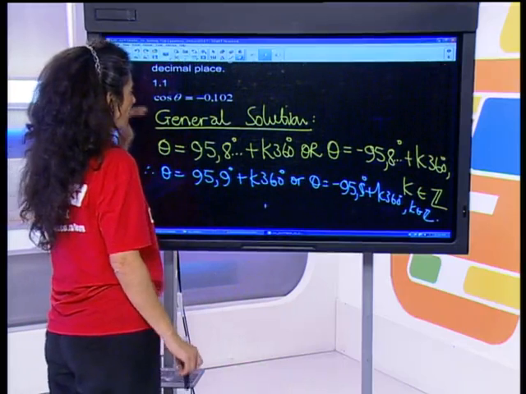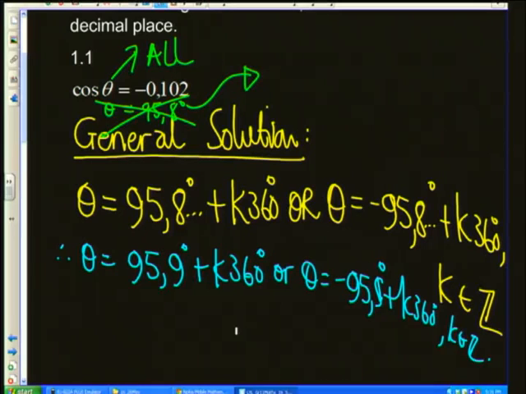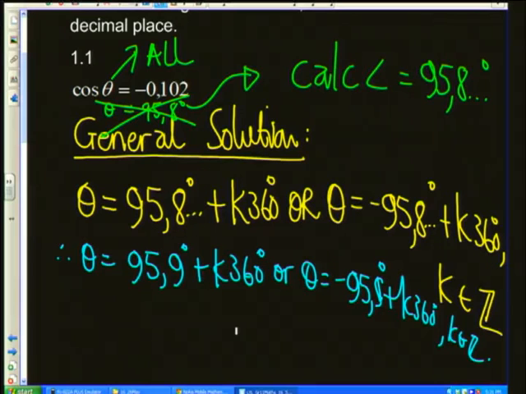I would like everybody to write down general solution. Don't just write, often students say this, let's put it in green, theta equals 95, because that's what your calculator gave you. That is wrong, because remember, we are trying to find all theta, not just one of them. So I would encourage you to write on the side here, away from the equation, calculator angle equals, what did the calculator give us? 95,8 dot, dot, dot, because we haven't rounded it off yet. We don't know if there will be any rounding off, so that's what the calculator gave me.